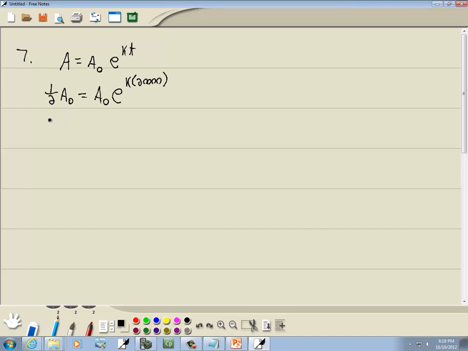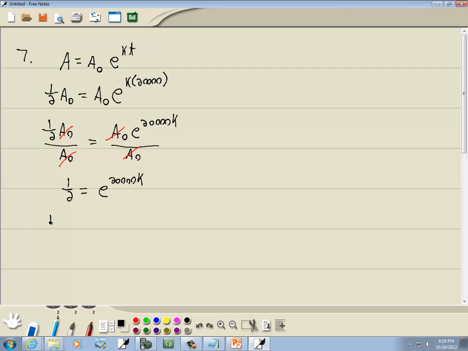So I can divide both sides by A sub naught here, because we're trying to get the part with the variable and the exponent by itself. And that's e to the 20,000 K. When I divide both sides by A sub naught, those cancel and these cancel. So interestingly enough, we got 1/2 is equal to e to the 20,000 K. So we got the part with the variable and the exponent by itself.